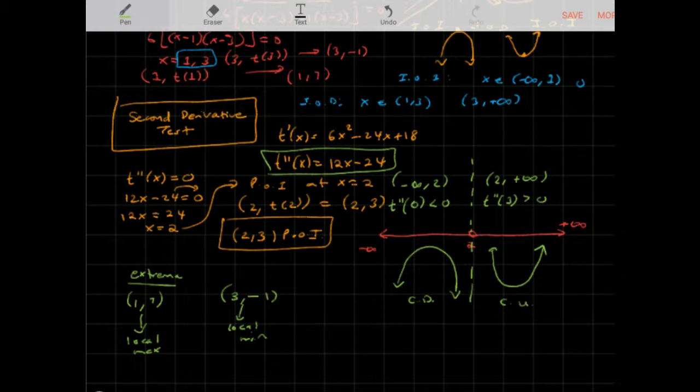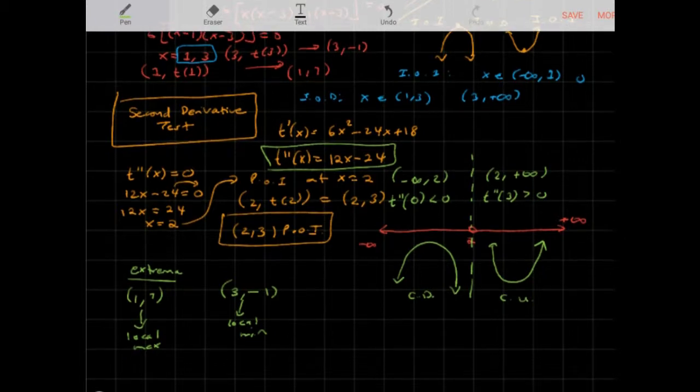Well, to verify this, these are critical points, right? We can test them with the second derivative test. If I do f double prime of 1, we get 12 times 1 minus 24, and that's less than 0. So it's concave down. Because it's a critical point, this should be a maximum. So that is verified.